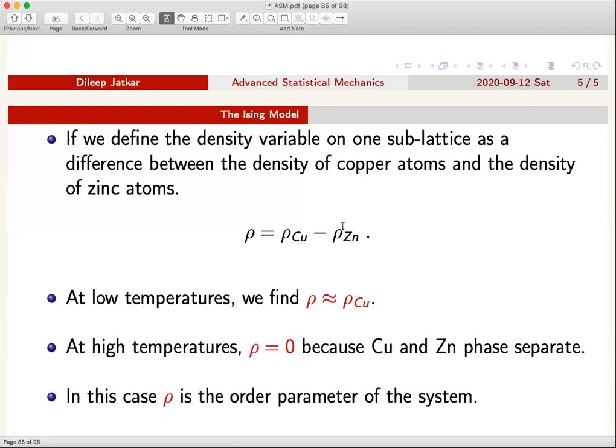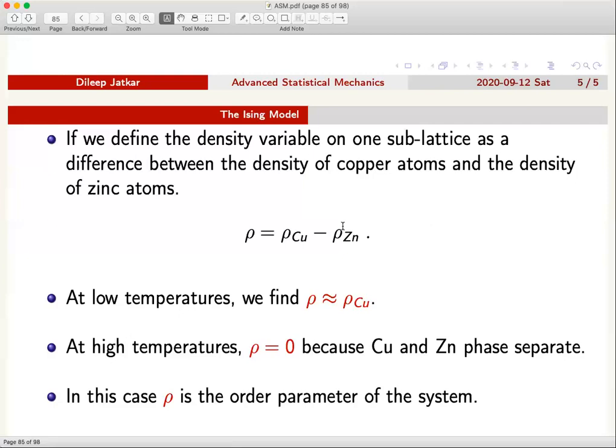Okay, so if you have a setup like that, then rho is not equal to rho Cu, but rho is equal to rho Cu minus whatever is the fraction of zinc occupying the copper lattice. At zero temperature, you don't have that much energy available. Of course, I am starting with the assumption that brass is a good crystal. Okay, I'm not assuming.